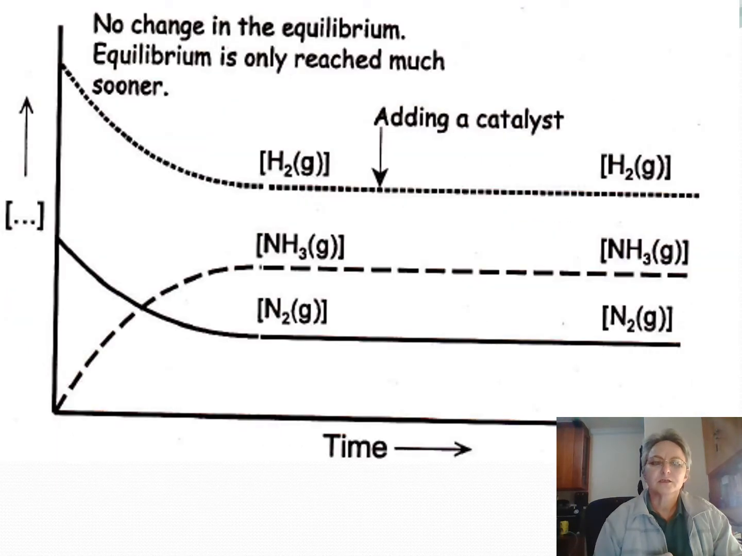So this is the concentration of the reagents graph, and you can see here that after adding a catalyst at this point in time, there is no change in the concentration of the hydrogen, no change in the concentration of the ammonia, and no change in the concentration of the nitrogen, because both forward and reverse reactions are affected or increased by the same rate.